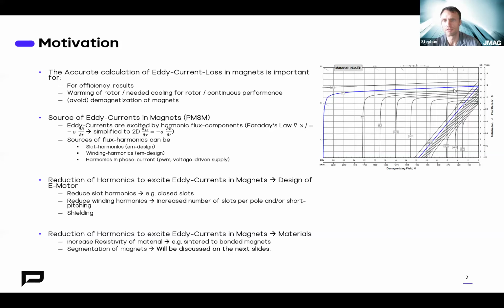This is because if the eddy current loss in the magnets is quite high, then the temperature of the magnet also rises quite strongly. And at some point, this temperature is too hot and could damage the magnet. So in the end, you have to limit the output power of the e-motor to save the magnets from being damaged. And that's also the third issue: we want to avoid the demagnetization of the magnets.